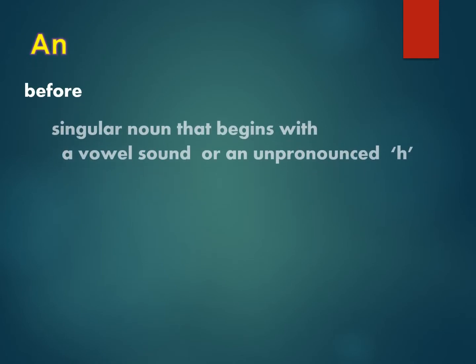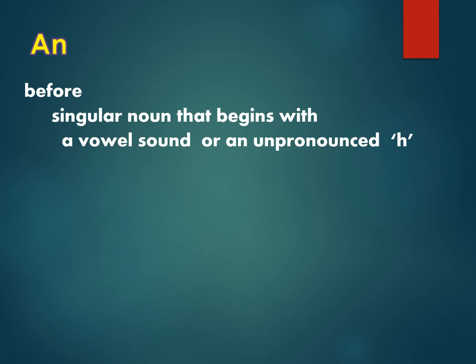Students, let us see second article an. An comes before a singular noun that begins with a vowel sound or an unpronounced H. Students, here also we should keep 2 points in mind. One, noun should be singular noun. Second, it should begin with a vowel sound.